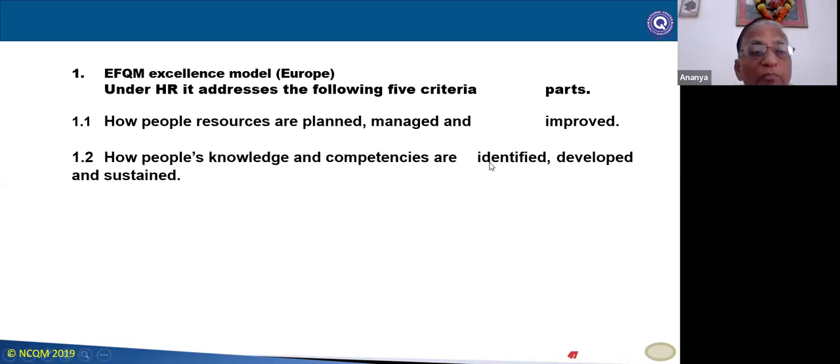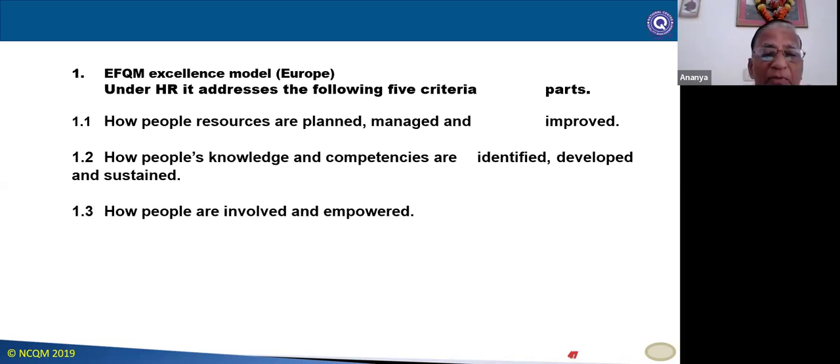How are people resources planned? I am talking about people involvement, how you are going to gauge how people's knowledge and competency are identified and sustained. Again, we have been talking about skill-based enhancement, so competency. This is a question, and based on that I will see what companies are doing, and accordingly marks are given. I will also explain how the marks are given.